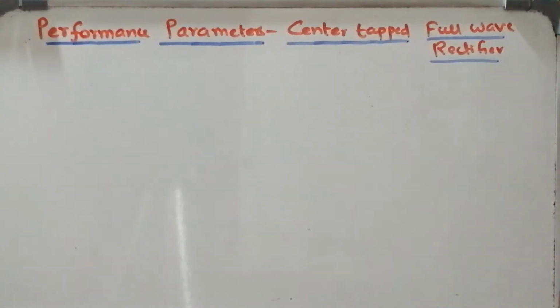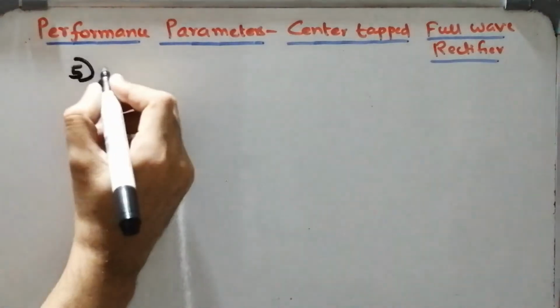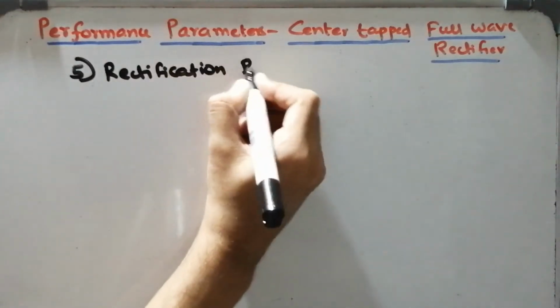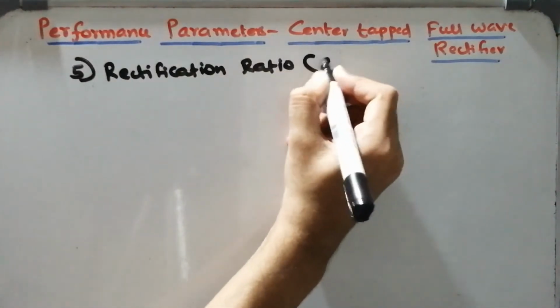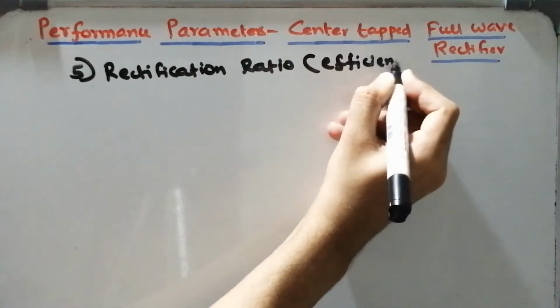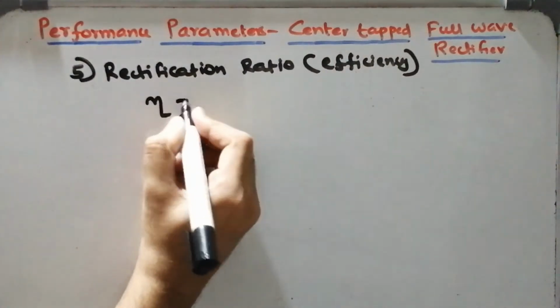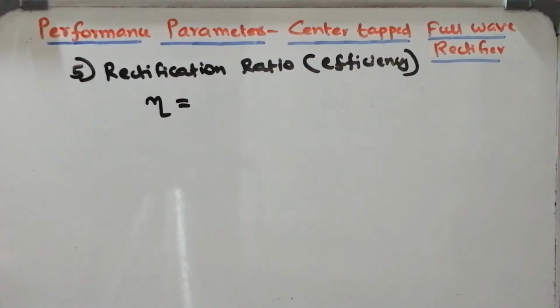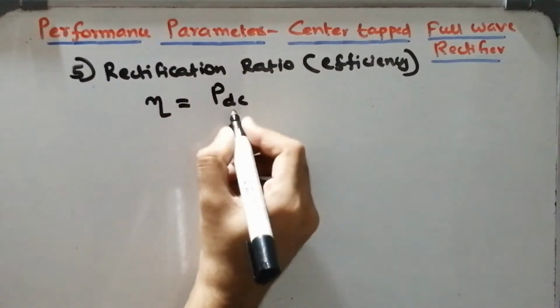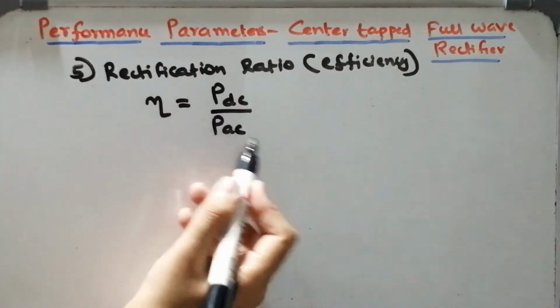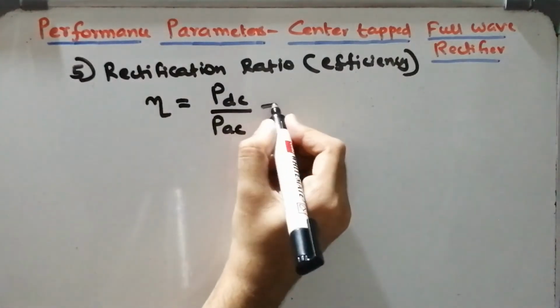First of all, let me calculate the rectification ratio, or efficiency. That is the fifth one. You can call it either rectification ratio or efficiency. What is the formula for computing it? It is represented by eta. Eta is equal to PDC divided by PAC, that means average output power divided by RMS power.